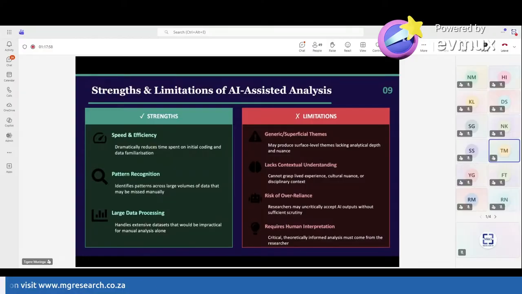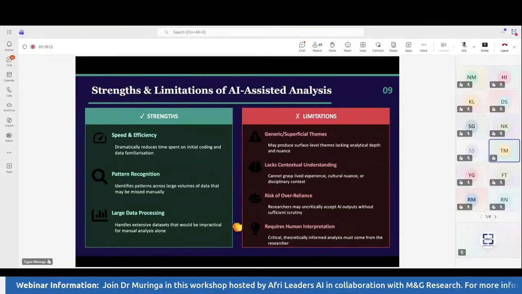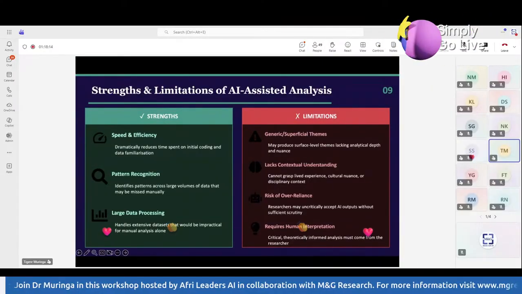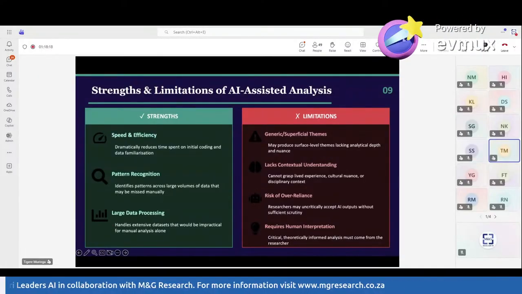So lack of contextual understanding. It cannot grasp lived experiences or cultural nuances or disciplinary context, but with the help of the researcher themselves, they can bring in that context, those cultural nuances and disciplinary context into the platform. Right, it's very possible. So risk of over reliance.